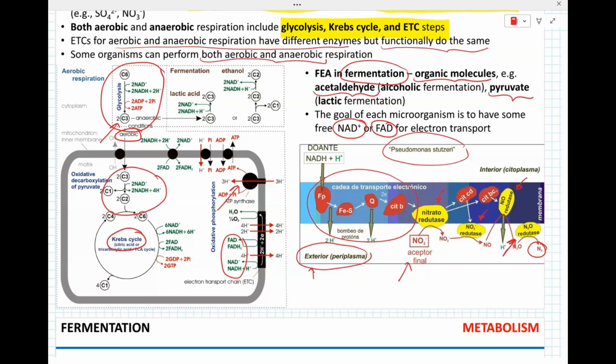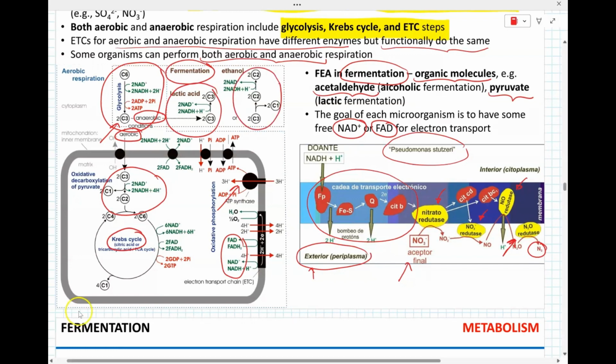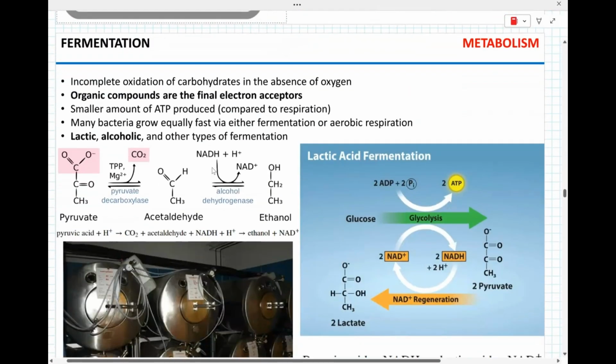Now, in case of an anaerobic environment, pyruvate does not enter into mitochondria and instead undergoes fermentation in the cytoplasm. Lactic fermentation, which results in the production of lactic acid, or alcoholic fermentation, which results in the production of ethanol. We are going to discuss these processes in a little bit more detail.